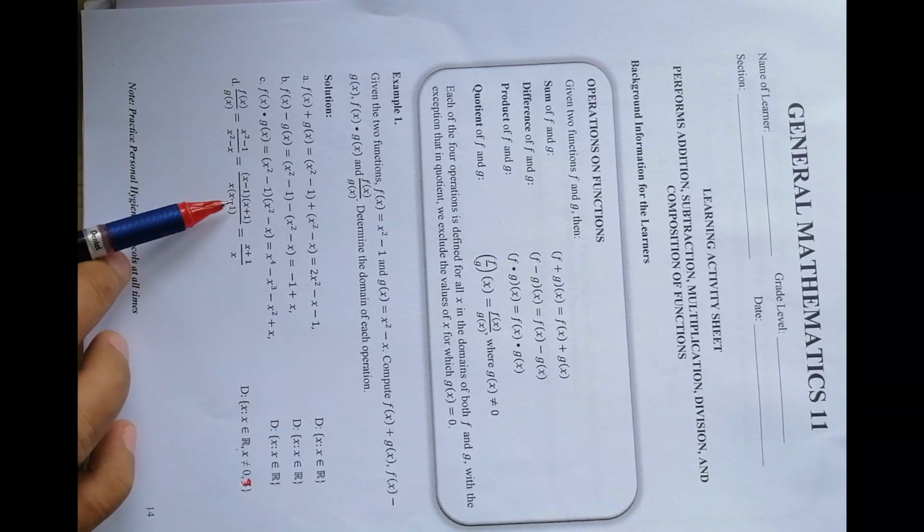And for the domain, whatever the values of x here will satisfy this function except for the value of 0. Why? Because we don't want the denominator to be 0, because the function will become undefined. So the domain is the set of all values of x in the real numbers except for x equals 0.